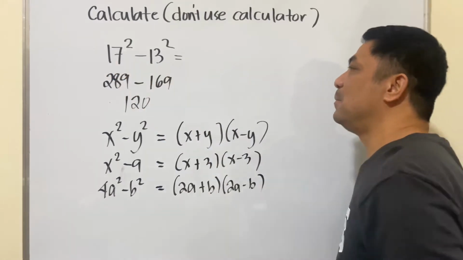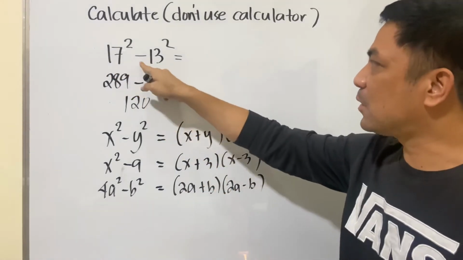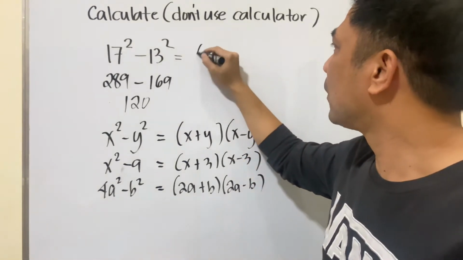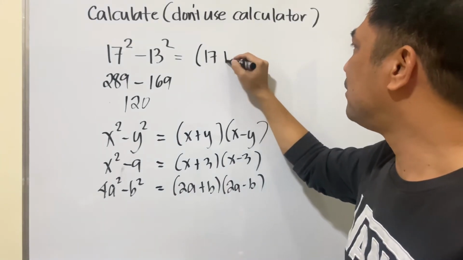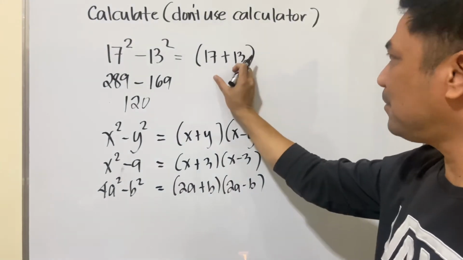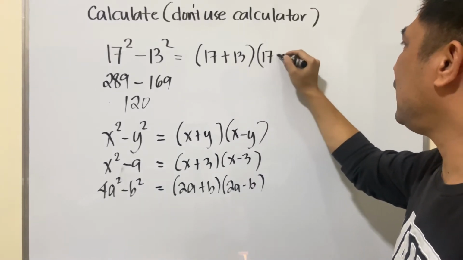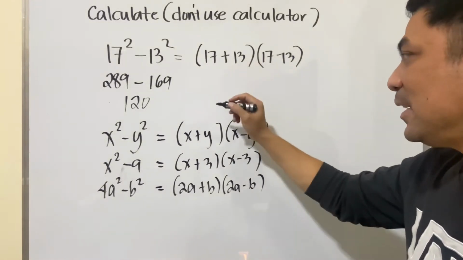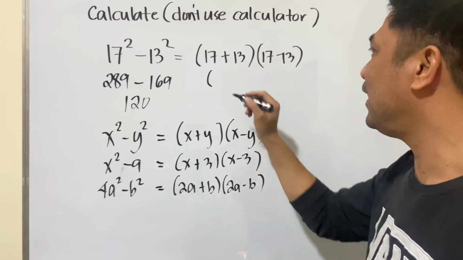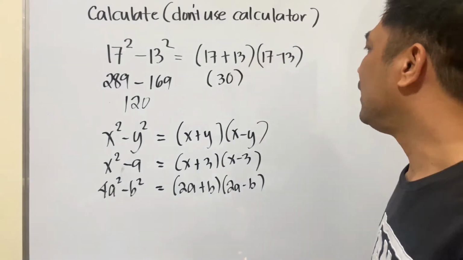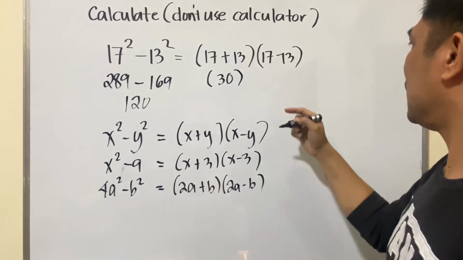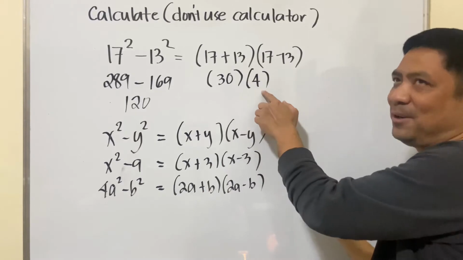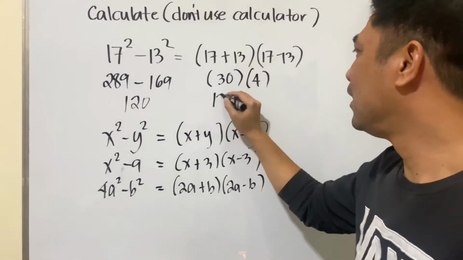on this problem. 17 squared is a perfect square, minus 13 squared is also a perfect square. So what we can do now is 17 plus 13, this is the sum, and then the difference is 17 minus 13. So it's a lot easier to calculate. 17 plus 13 is 30, and 17 minus 13 is 4. It's also easy. So 30 times 4 is 120.